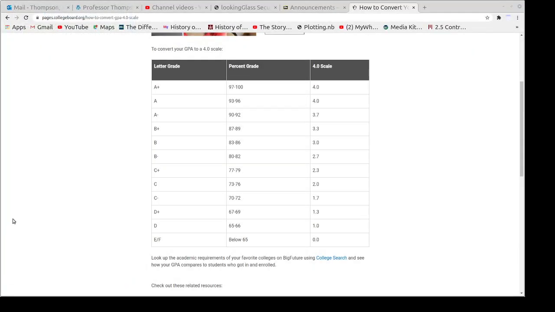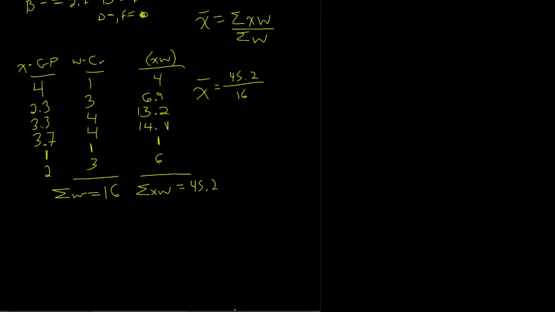Okay. So my mouse is off just a bit there. Let's try that. There we go. And so this is 2.825. We usually round grade points. And so this would be a 2.83 grade point average.